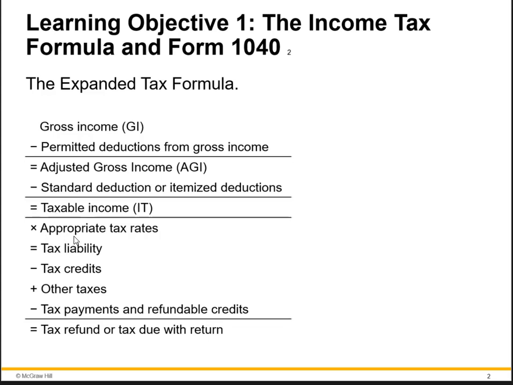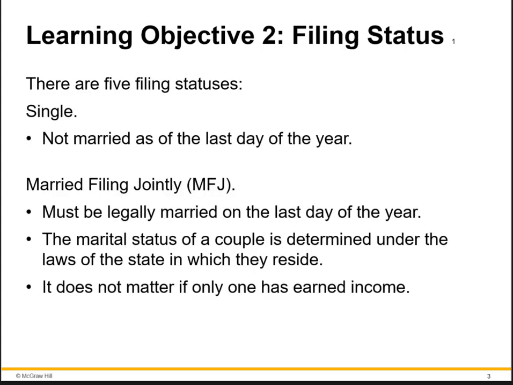Again, multiply by the tax rates to get tax liability. Before, we basically had credits, payments, and such all down here. Now we've separated them out. Tax credits, which we won't really delve into until Chapter 9. Other taxes, of which we'll introduce a couple early on, and those will filter in in different chapters. And then your tax payments and refundable credits equal your tax refund or tax due. Same result as in Chapter 1. We haven't added anything really new except for separating things and adding some subtotals.